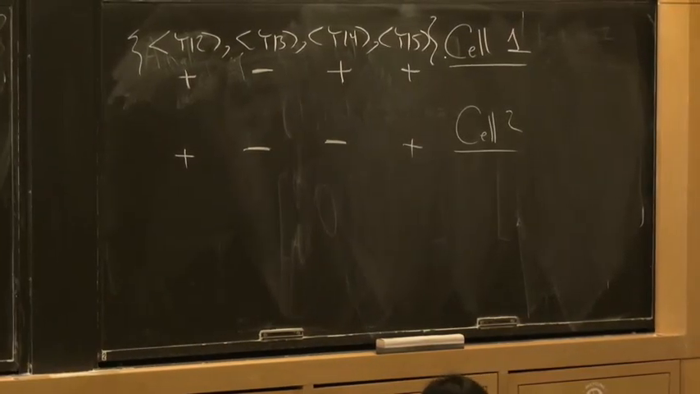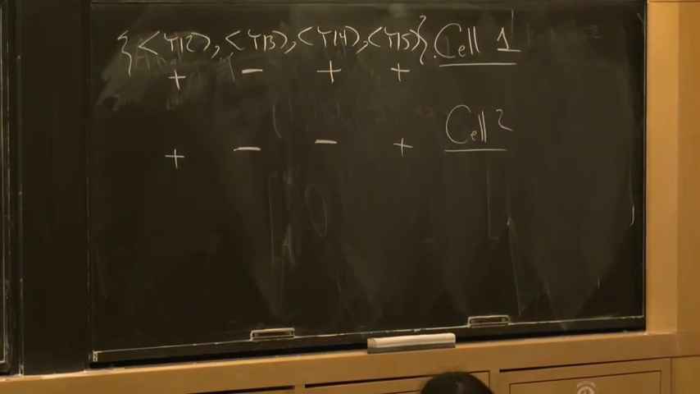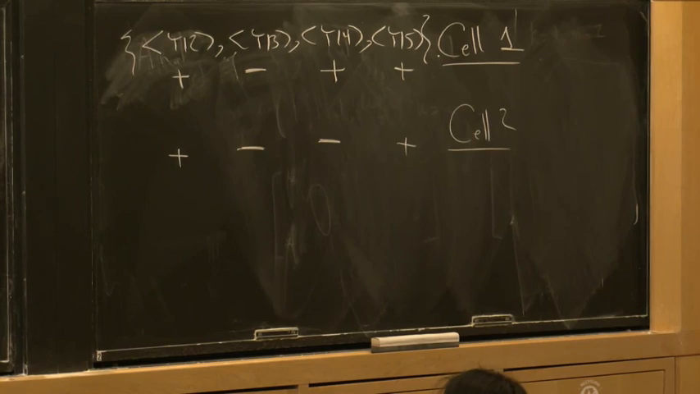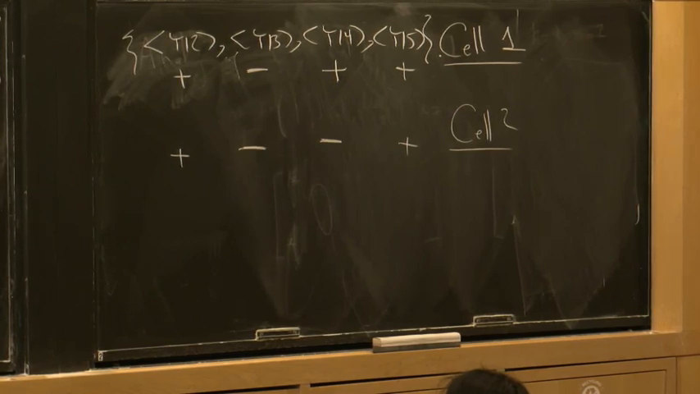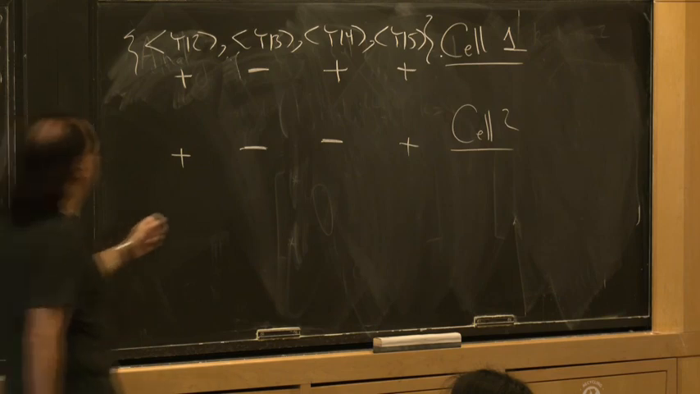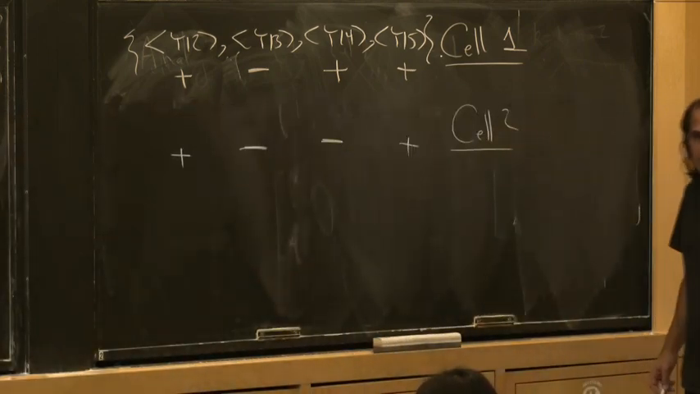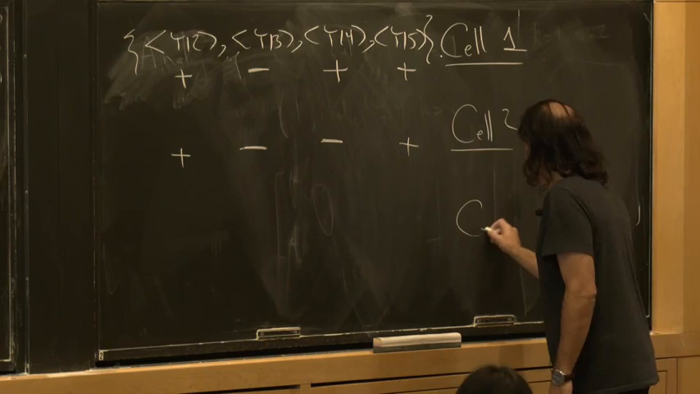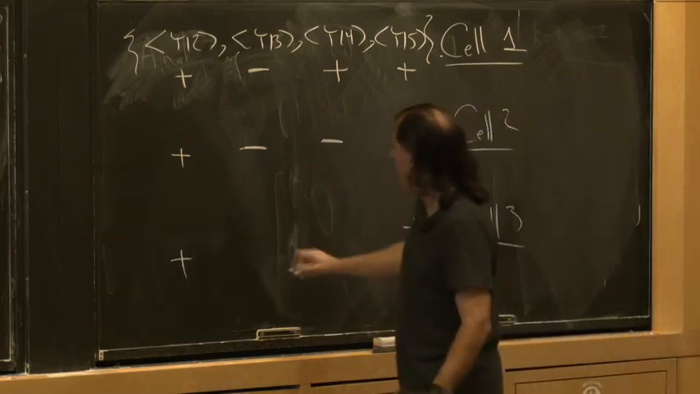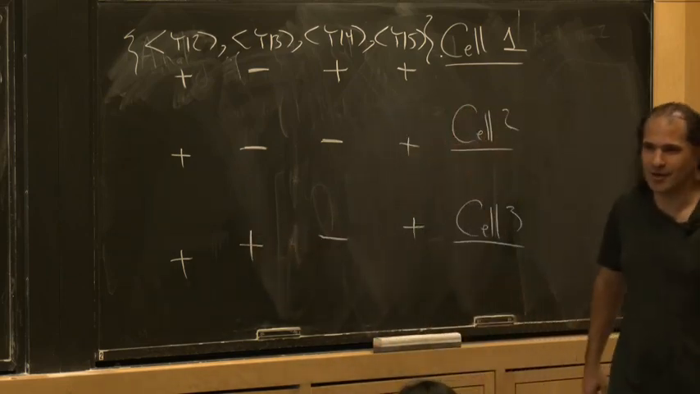Y13 is negative because in this cell the minor 2,4 is positive, the minor 2,5 is positive, but the minor 4,5 vanishes because columns 4 and 5 are parallel to each other. So it's the sum of two negative terms. That's why Y13 is negative and Y14 is also negative. And finally, in cell 3, once again, this plus and plus. And so you can see that it's that pattern.